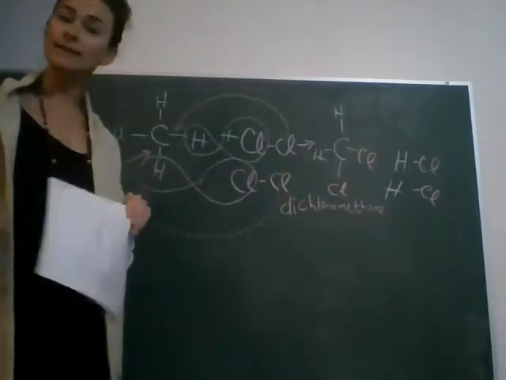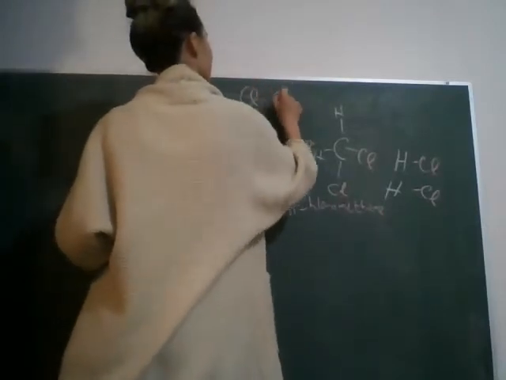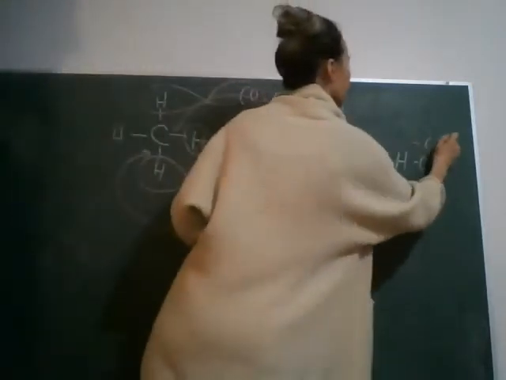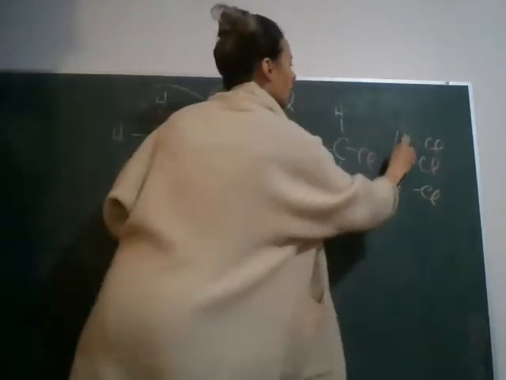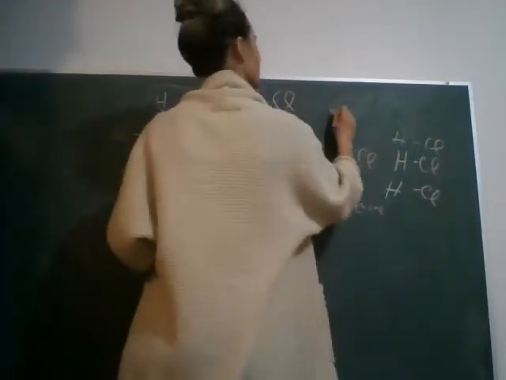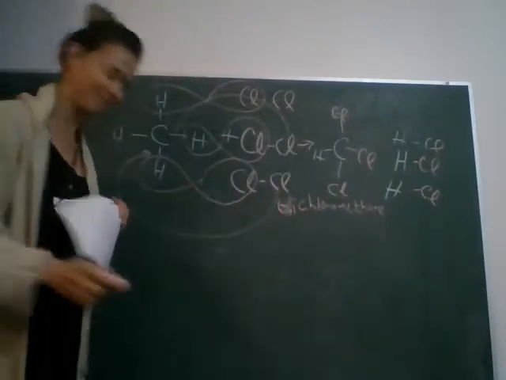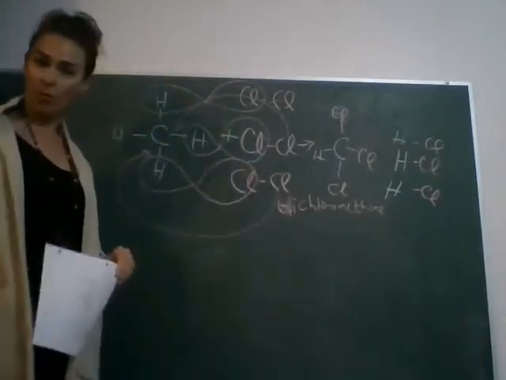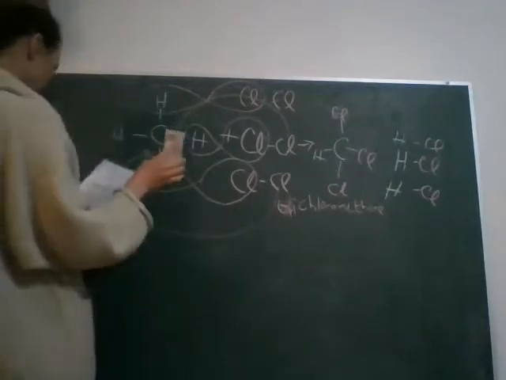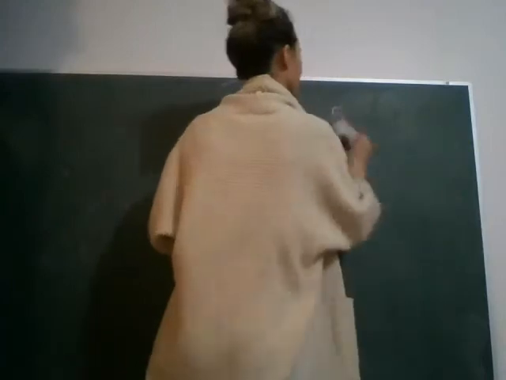Same thing, let's say we had another chlorine added. Again, we get an extra hydrochloric acid and another substitution of our hydrogen. So now we would get trichloromethane. And we could do one more to make it tetrachloromethane if we want. So those are our alkane reactions.